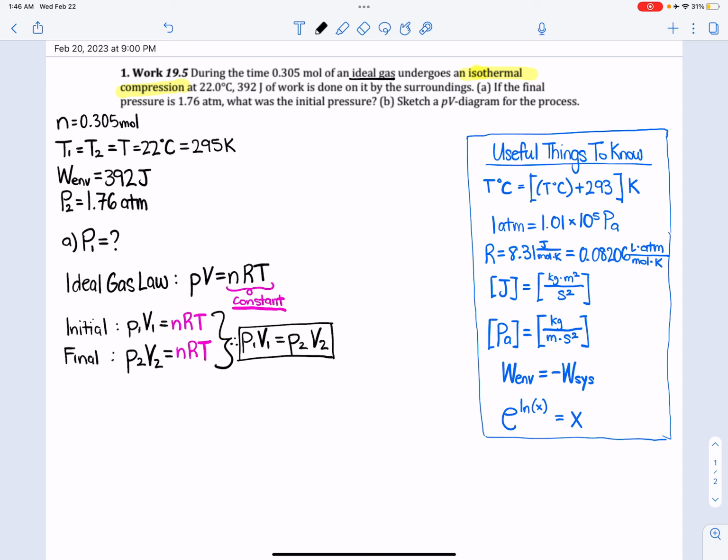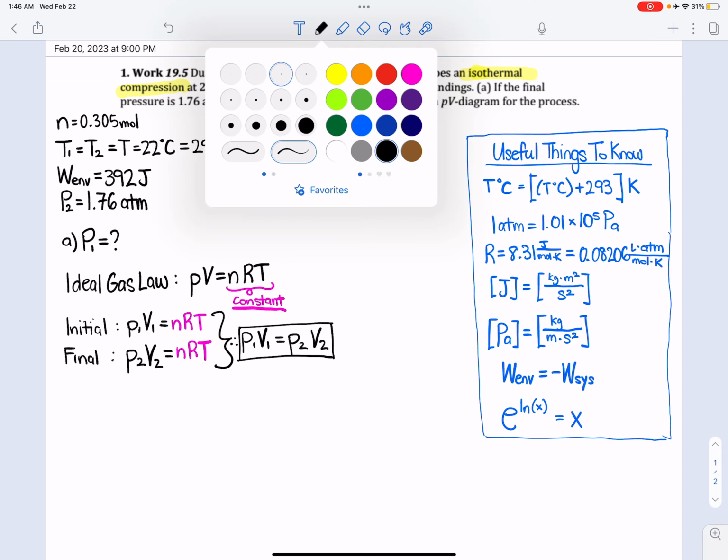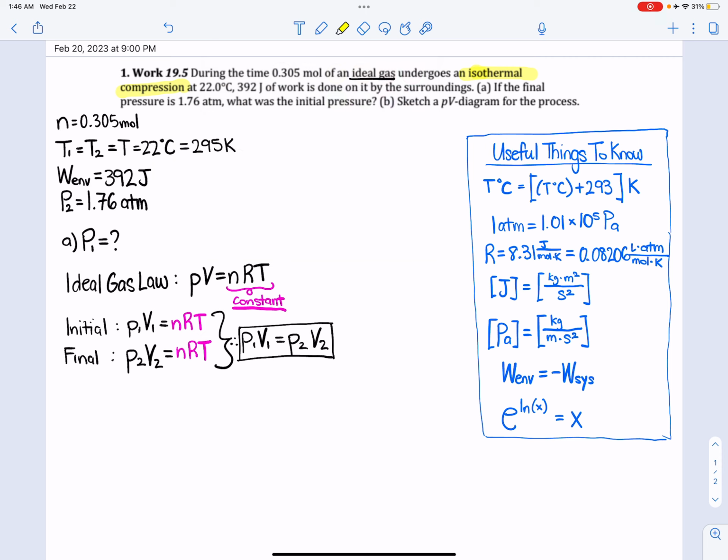I also know that... let's use what stuff do I have to use if I want to use the ideal gas law, right? So PV, the ideal gas law, right, is PV equals nRT.